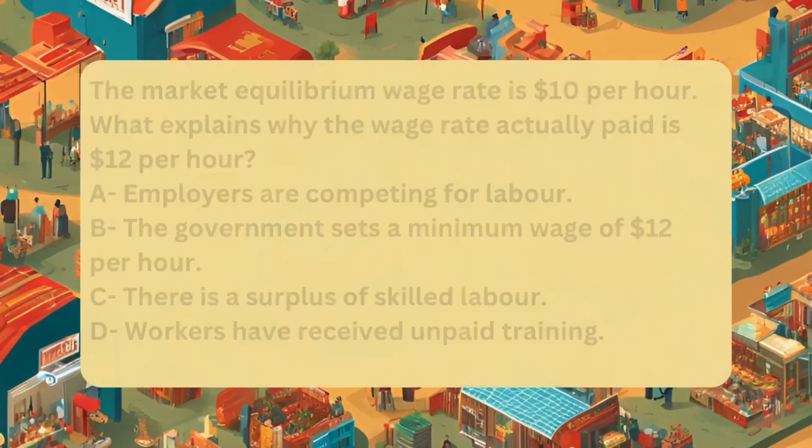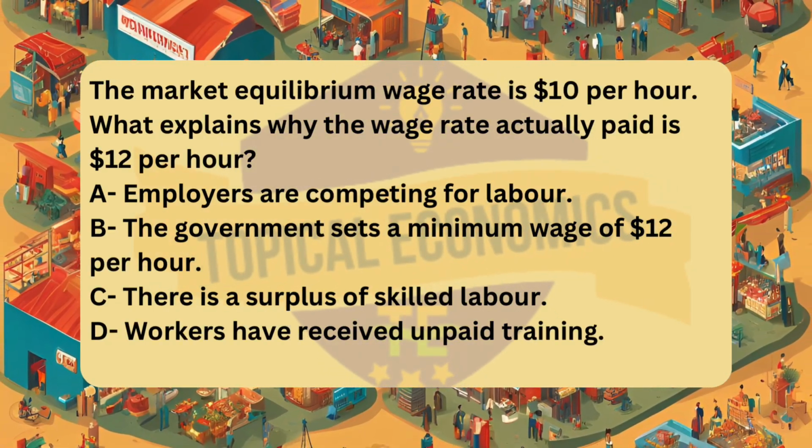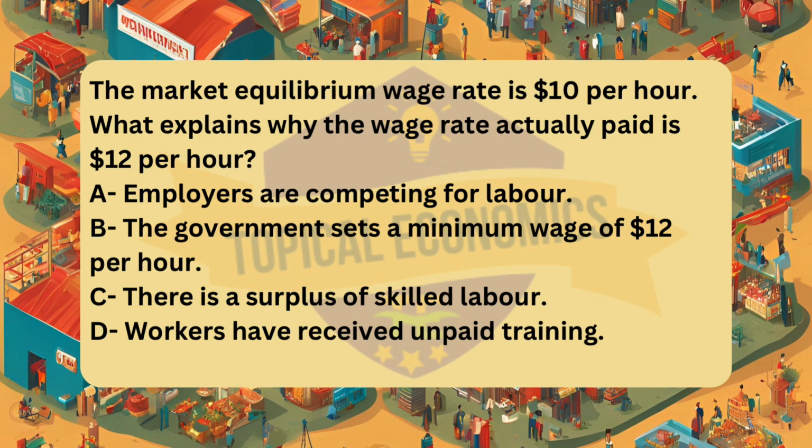Moving to question 8. The market equilibrium wage rate is $10 per hour. What explains why the wage rate actually paid is $12 per hour? A. Employers are competing for labor. B. The government sets a minimum wage of $12 per hour. C. There is a surplus of skilled labor. D. Workers have received unpaid training. This question is from year 2021 October-November version 3 paper.